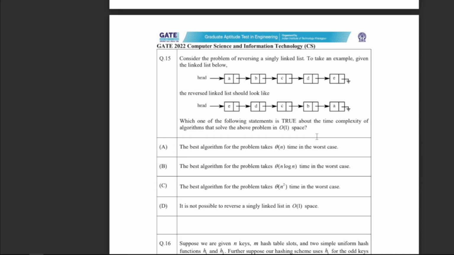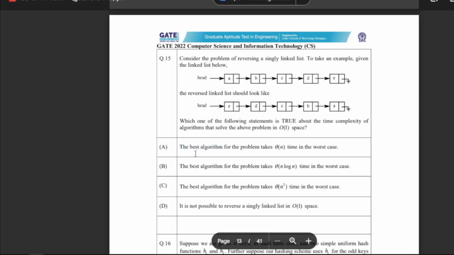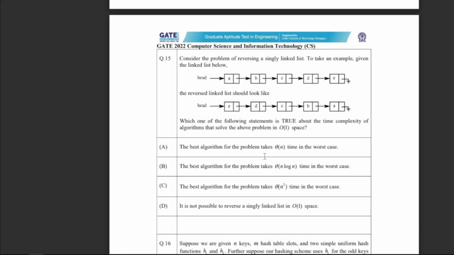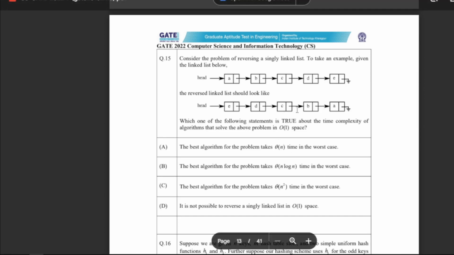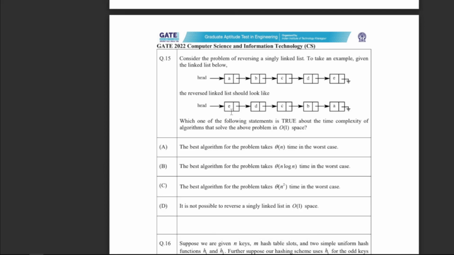So for 15 our answer is A itself, that the best algorithm for the problem takes Theta of n time in the worst case. Because every time we will have to traverse the complete linked list, so n will be the size of our linked list.